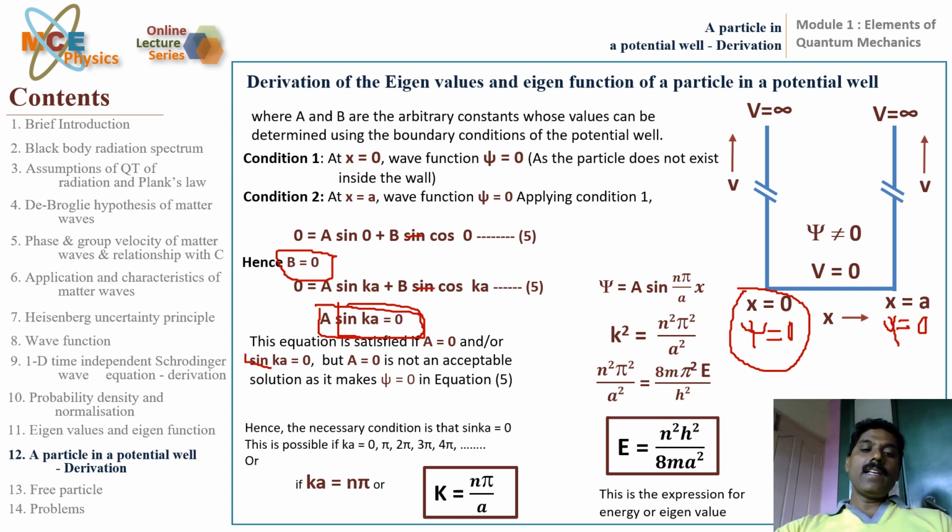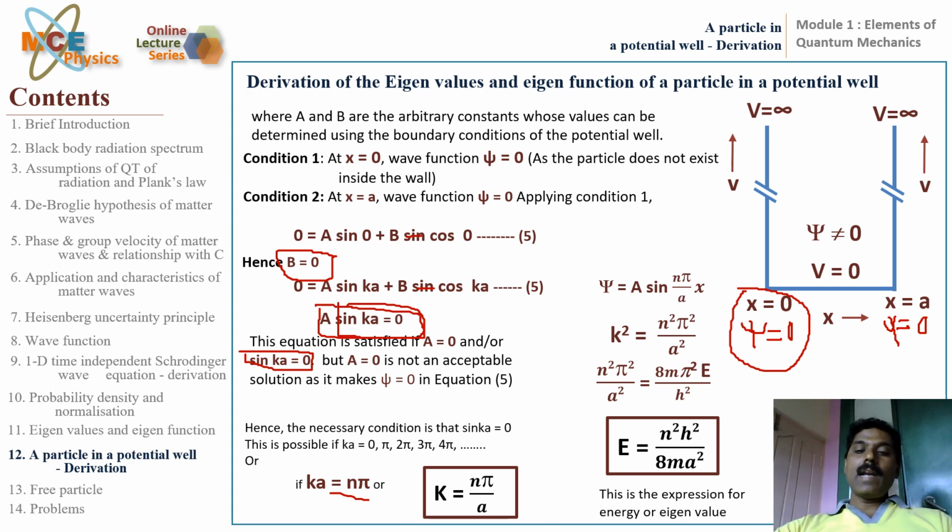And that is true if ka is equal to n pi, where n may be 0 or 1 or 2, 3, 4, etc. n should not be 0. In fact, I will tell you about that fact at a later stage. So, ka is equal to n pi. For all integer multiples of pi, this sin ka becomes 0. So that ka is n pi and k is n pi by a.